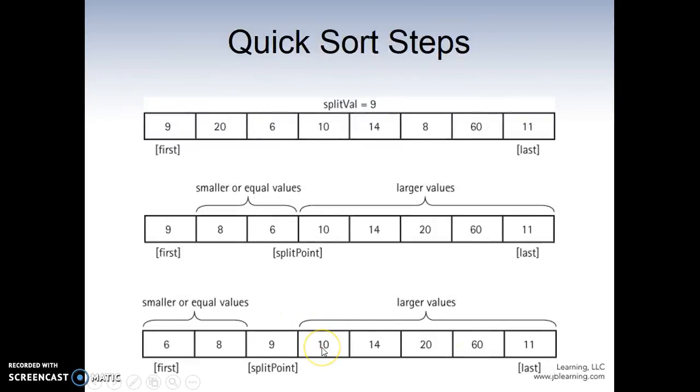So 10, we have 11 to the left, and 10, 14, 20 and 60. And 11 we no longer have to do. And then for 14, 20 and 60 we pick 14. And then we have 20 on the left, 14 and 60. And we no longer have to do anything, and at last it's sorted.